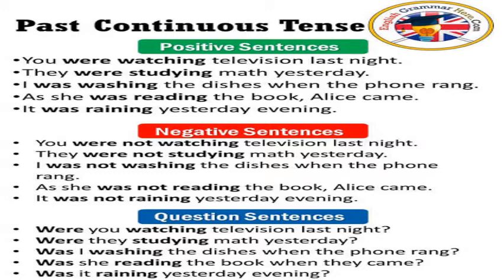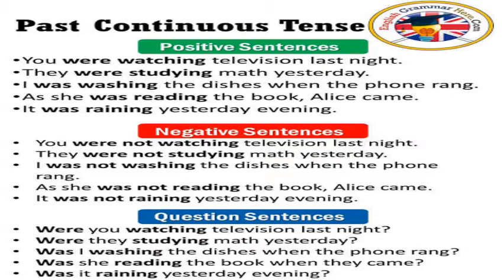They were studying math yesterday. They were not studying math yesterday. Were they studying math yesterday? I was washing the dishes when the phone rang. I was not washing the dishes when the phone rang. In the question form, it would be, was I washing the dishes when the phone rang? See, even the way I say the sentence, or pronounce the sentence, it's different.